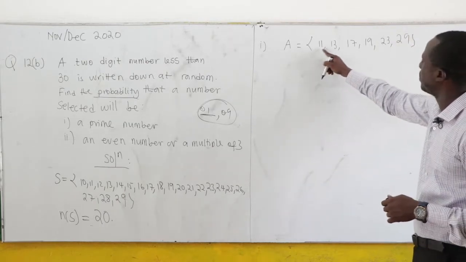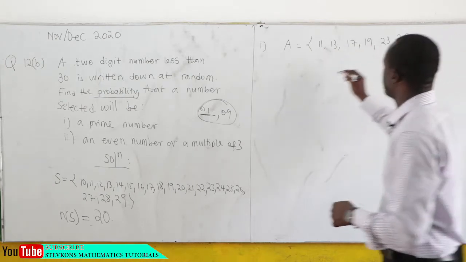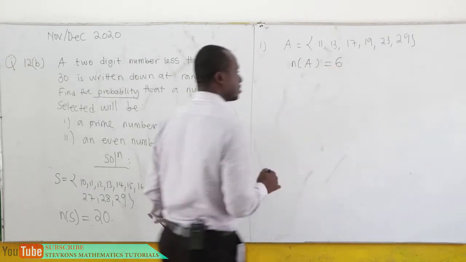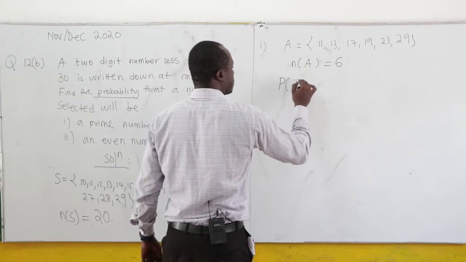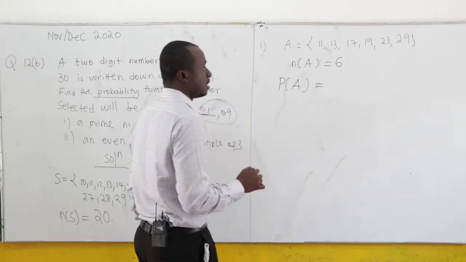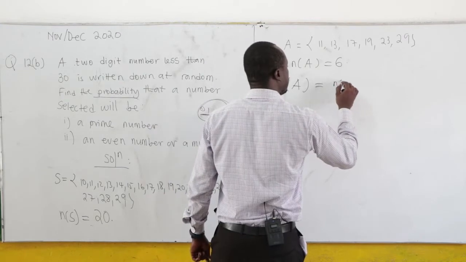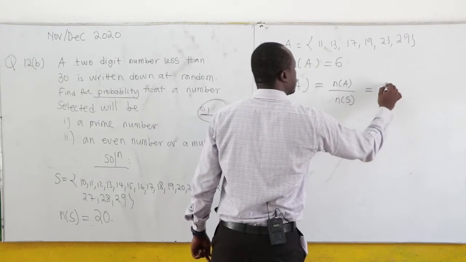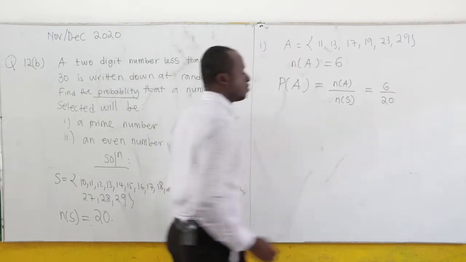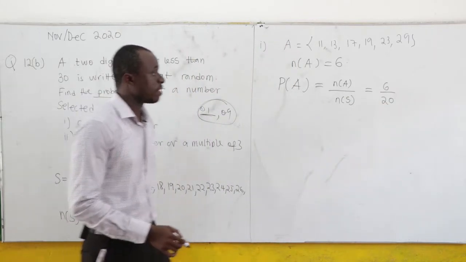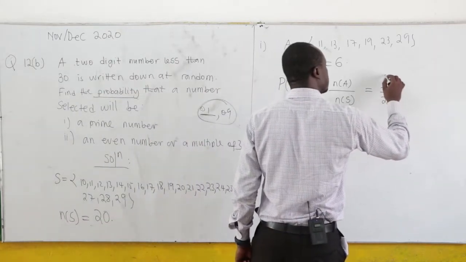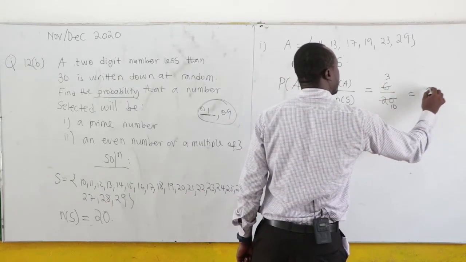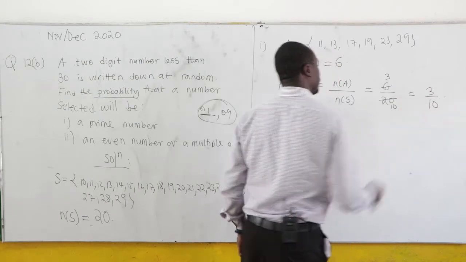How many do you have? 1, 2, 3, 4, 5, 6. So the number of events is equal to 6. So the probability that it is a prime number is the number of events all over the number of sample space. So we have 6 all over 20. The number of sample space is 20. Now 2 will go into 6, 3, and 2 will go into 20, 10. So we have our answer to be 3 over 10.